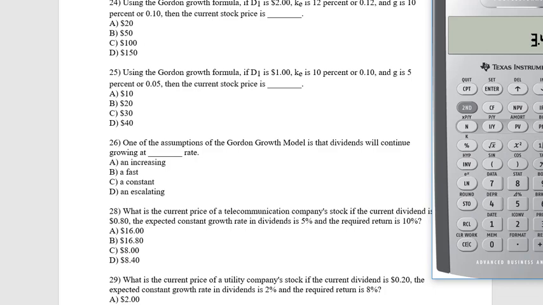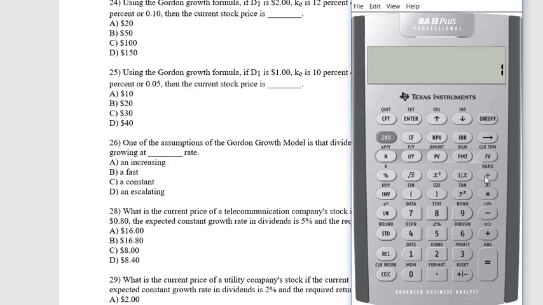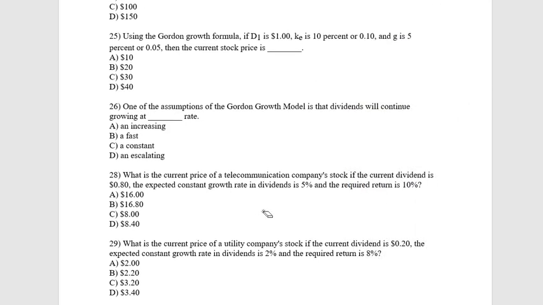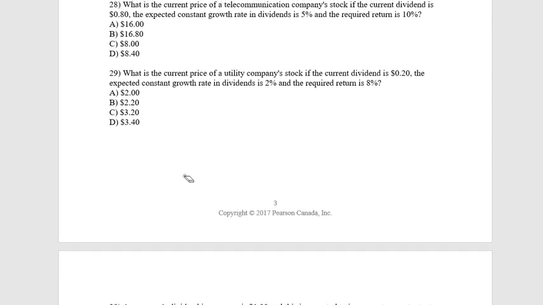So if I bring up the calculator, let's move it into the right position. Okay, D1 is $1 divided by K minus G. K is 10% and G is 5%, so it's just $1 divided by 0.05, and we'd have $20. So the correct answer was B. So you can see that using the Gordon growth model, when they're giving you the numerator, the denominator is only one subcalculation that you have to do, K minus G, and then the calculation is just D1 divided by K minus G. It's very easy.